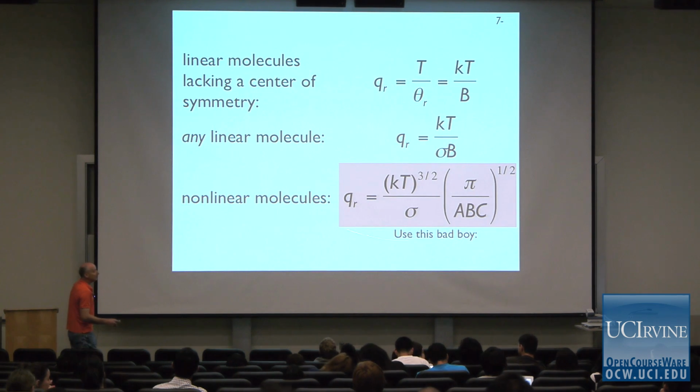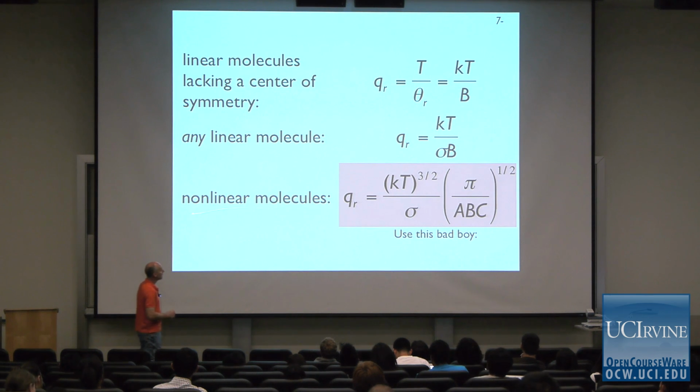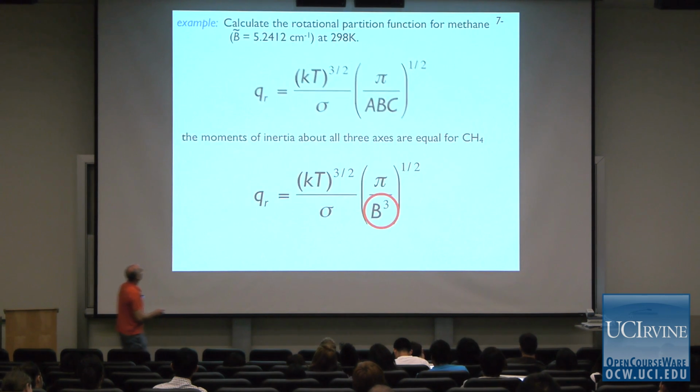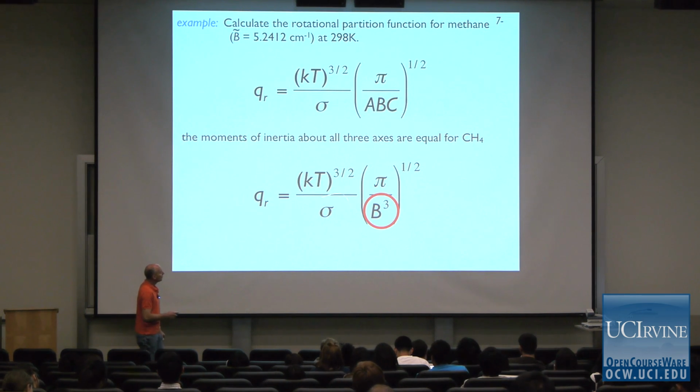We need the big equation for this. Methane is a nonlinear molecule. The moments of inertia, though, are all the same because of the symmetry of the molecule. So it's just B cubed. We need the symmetry number. What is it going to be for methane?